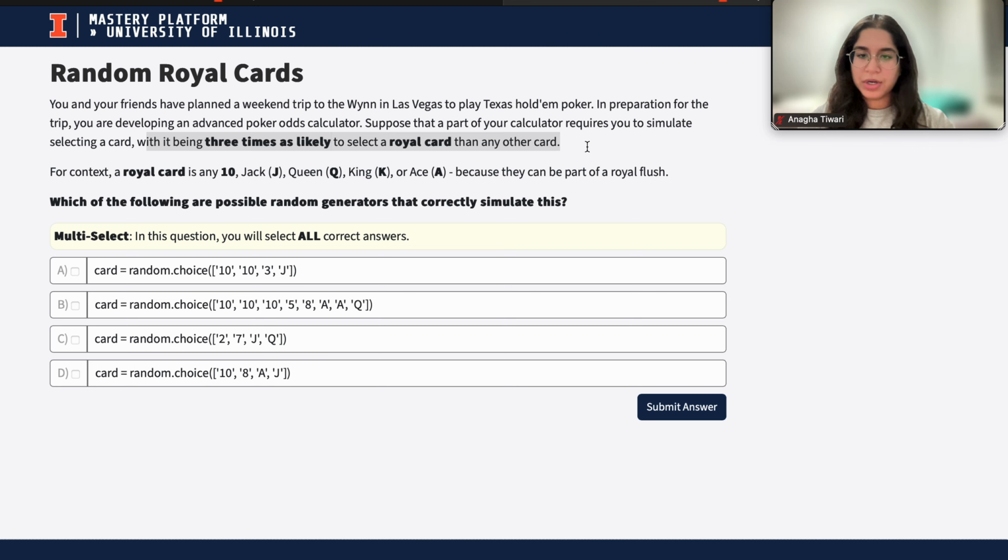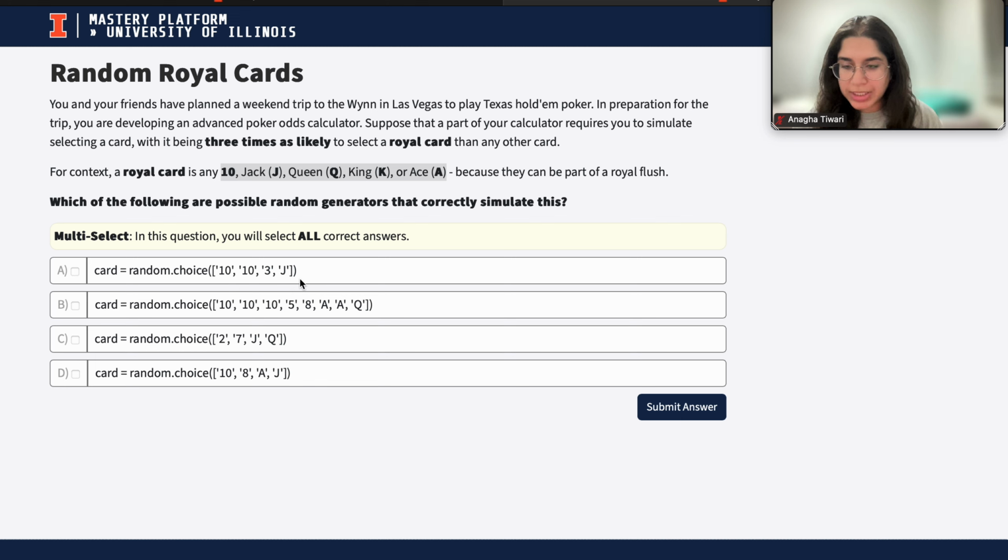For context here, a royal card is any 10, J, Q, K, or ace, because they can be part of a royal flush, and that's basically what we want. We want it to be 3 times as likely to select a royal card than any other card. So for the possible random generators that correctly simulate this, we want to keep in mind that a royal card should occur 3 times more than any other card.